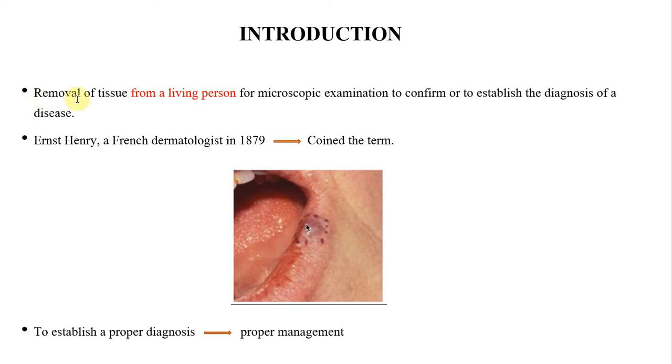Introduction. Removal of tissue from a living person for microscopic examination to confirm or to establish the diagnosis of a disease is known as biopsy. Whereas, if we remove the tissue from a dead person for examination, that is known as autopsy. Ernest Henry Besnier, a French dermatologist, first coined the term biopsy in the year 1879. So, biopsy is done to establish a proper diagnosis so that proper management can be undertaken.